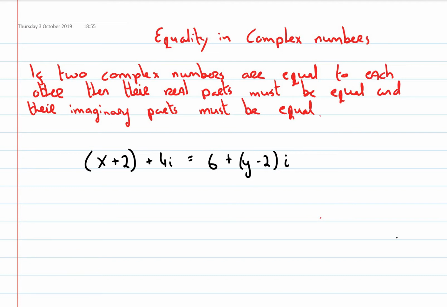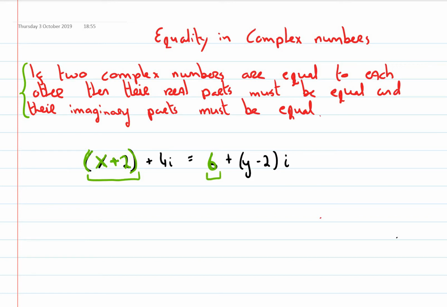I am going to write over the real parts in green. So here are the real parts, the bits without the i. That's the real part on the left hand side, and on the right hand side it's the 6. Note that the (y - 2) isn't real because it is all multiplied by the i, so that's all imaginary. Therefore, by this rule, this here must equal this.